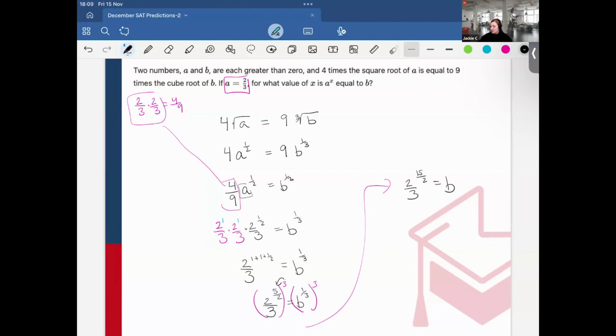And remember, I'm asked what value of x is a of x equal to b. So ax equals b. A is 2/3, B is b, and therefore my x value is going to be 15 halves, or 7.5, and that's the answer. Wasn't that so amazing?